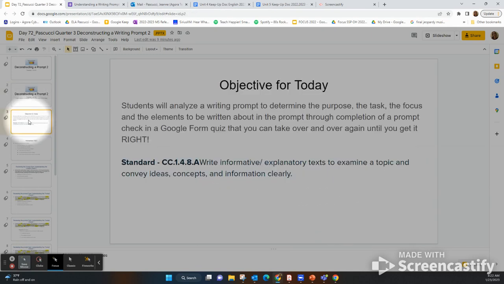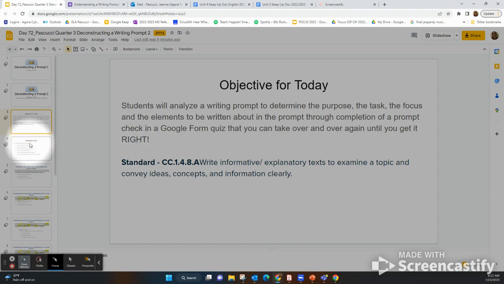All right, our objectives for today. Students will analyze a writing prompt to determine the purpose, the task, the focus, and the elements to be written about in the prompt through completion of a prompt check and a Google Form quiz that you can take over and over and over again until you get it right.